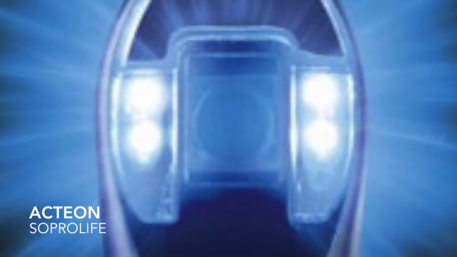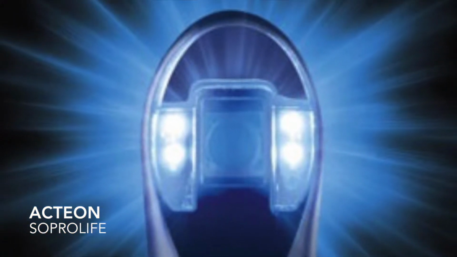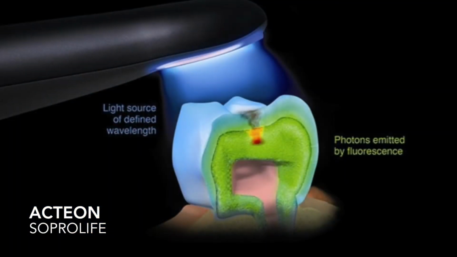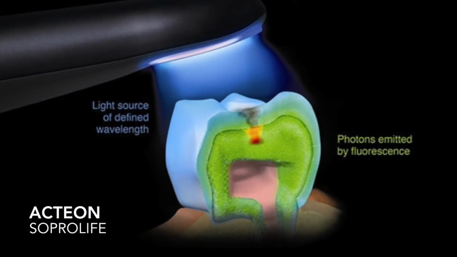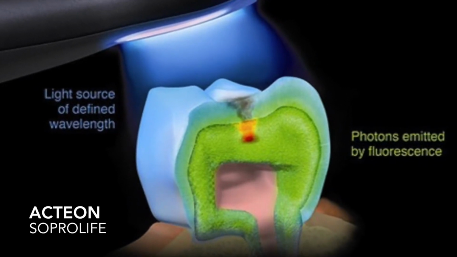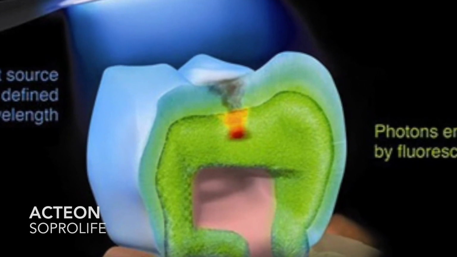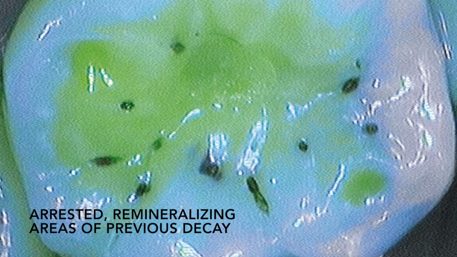Acteon's SoPro Life is a newer enhanced decay detection tool. Using fluorescence, as does the diagnodent, it can look into a tooth to the same depth. It also requires air polishing prior to use, but what I like about it is that it can discriminate between active decay and remineralizing tooth structure, an important distinction especially for those doctors who use ozone. Green indicates sound tooth structure, red means decaying structure, black indicates a decayed area that has remineralized.